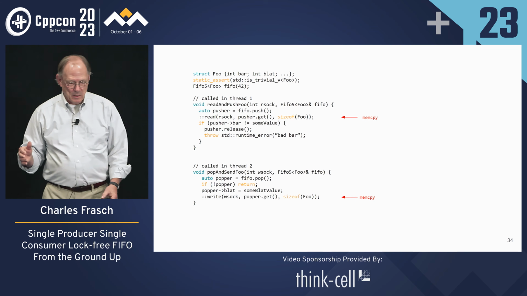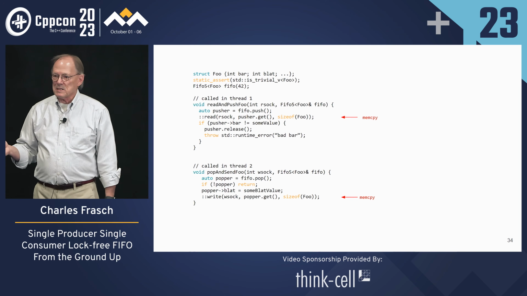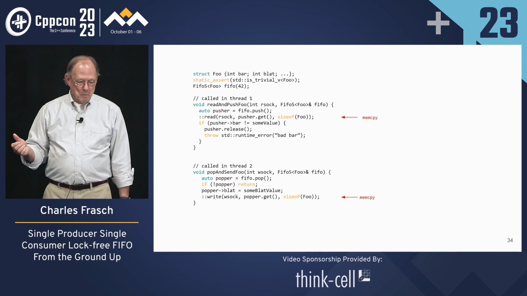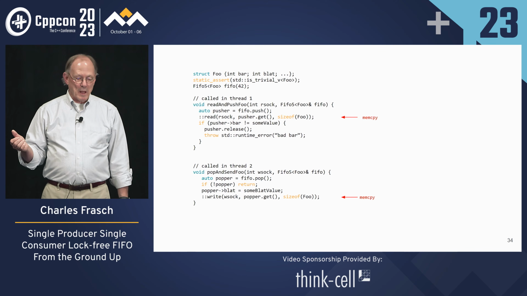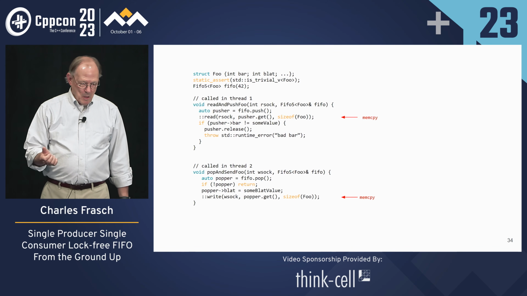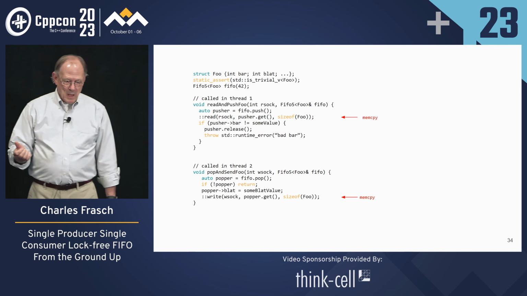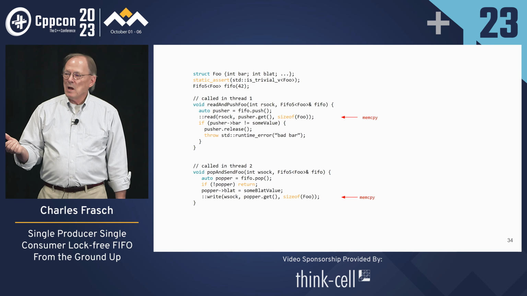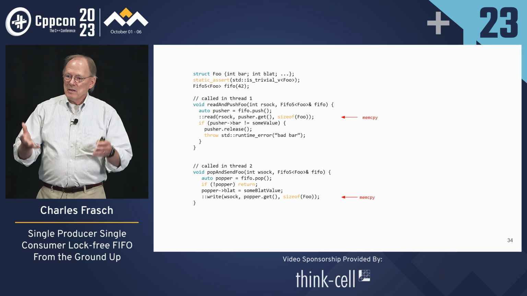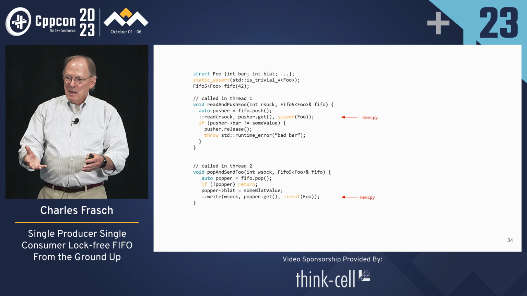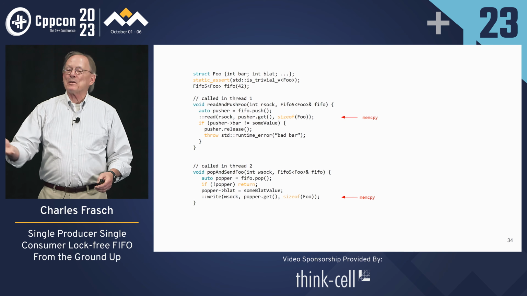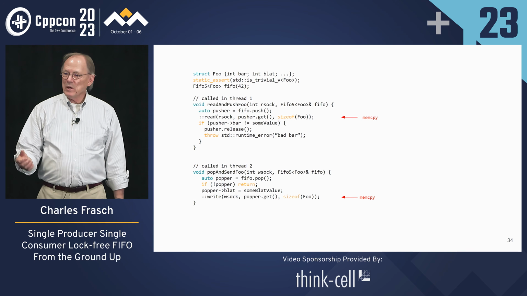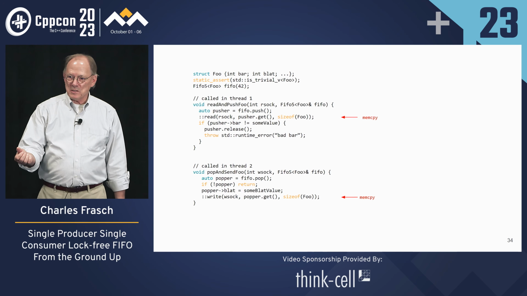So suppose we could do something like this. Suppose we could create some kind of smart pointer-like object, and it's called pusher here. And we use the get operation on that pusher to get at the memory inside the FIFO at the push cursor. And we use that as the place where the socket read is going to deposit all its bytes.